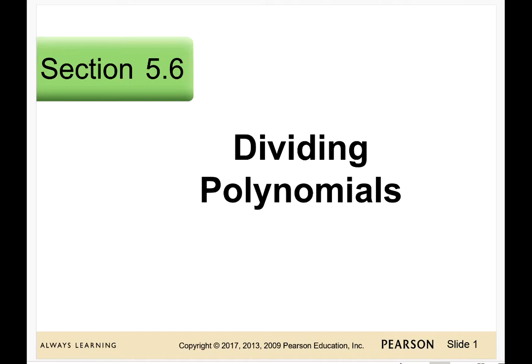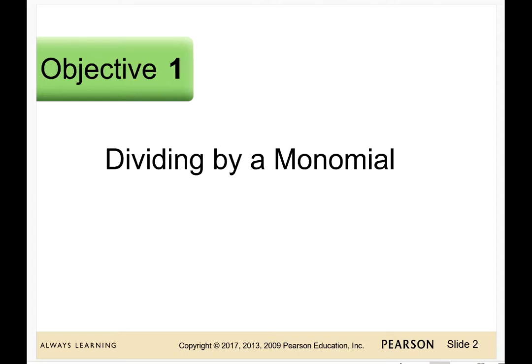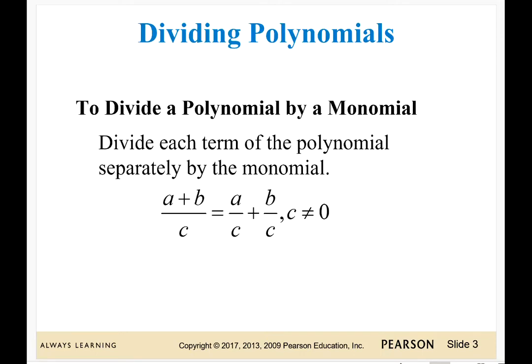Welcome to section 5.6. In this section, we're going to talk about dividing polynomials. Now, objective number 1 is just how to divide a polynomial by a monomial. When you are doing this, it's very straightforward. You're just going to take that polynomial in your numerator, and you are going to divide each term separately by the monomial. So just an important thing to remember: your denominator cannot be 0.